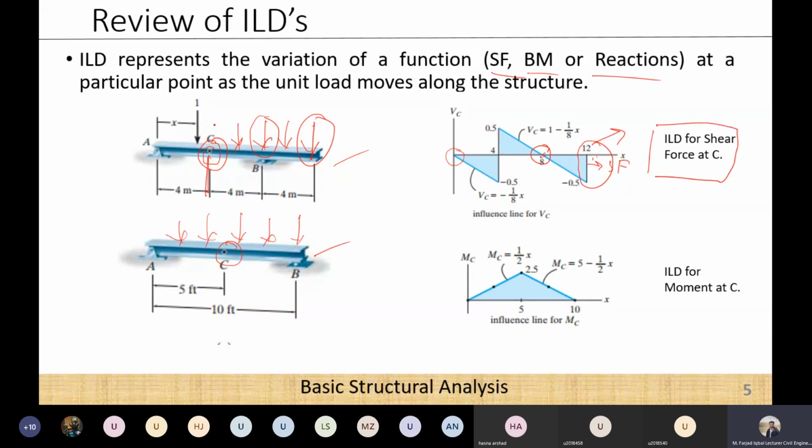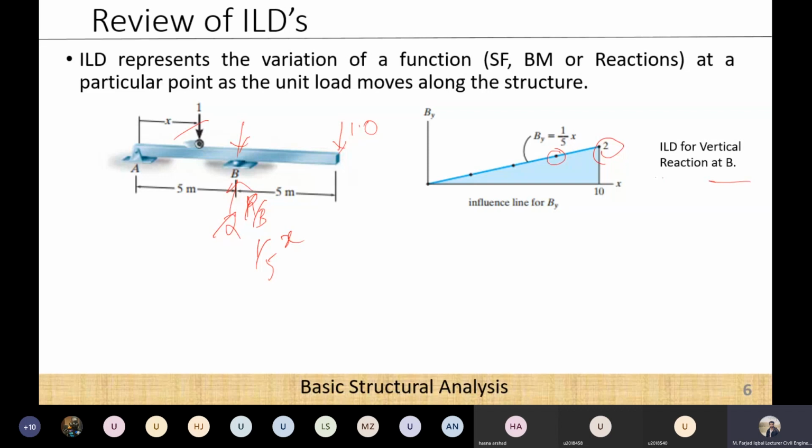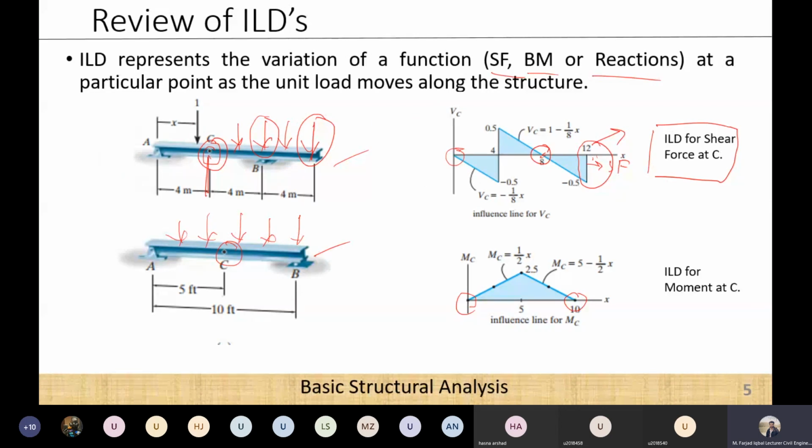What does this mean? This basically means that when I plot the ILD for point C using this unit load, or basically ILD is for the unit load only, then at the support, the value of the shear force will always be 0. For example, you can see in this figure, and this will be valid for any type of structure. Similarly, for the bending moment, the value of ILD at both the supports is 0, right?